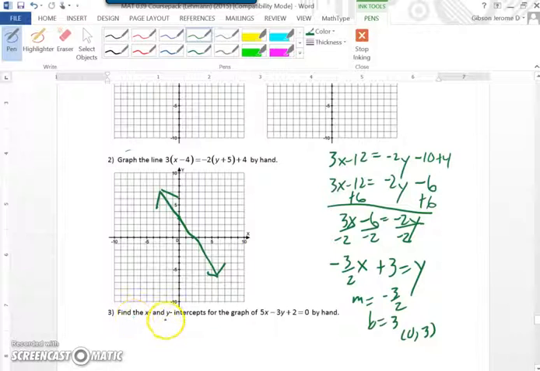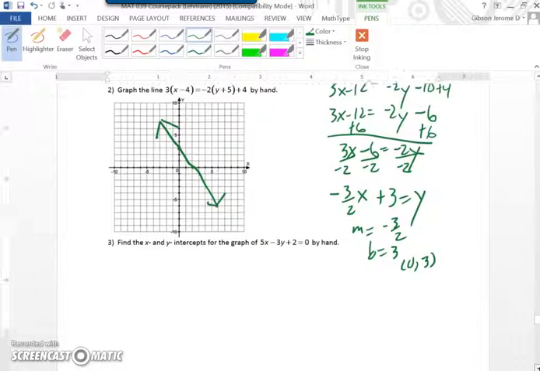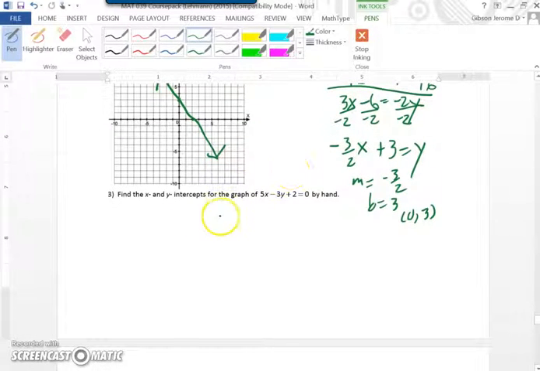It says find the x and y intercepts for the graph of 5x minus 3y plus 2 equals 0. Now, the first thing we have to determine is this here. You must know the characteristics of the x and y intercept in order to be able to solve for it. If you're solving for the x-intercept, that means that every value of y must be 0. And then we would just solve for x.